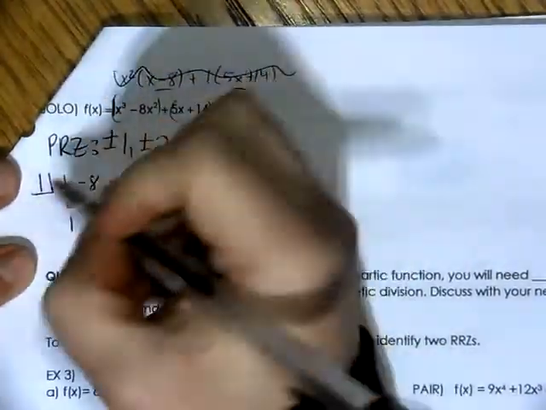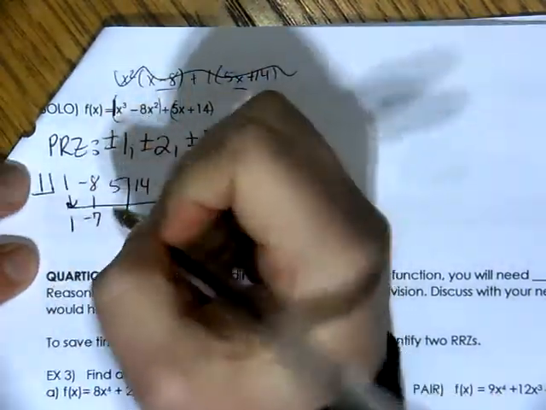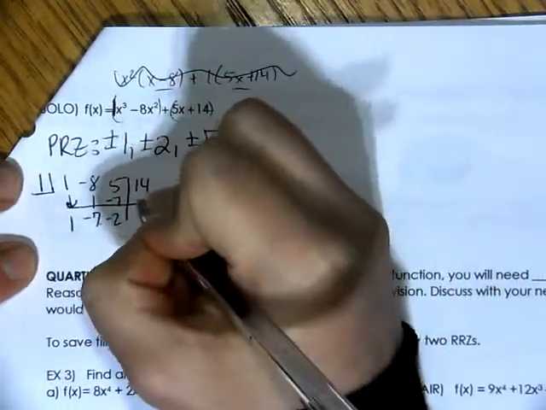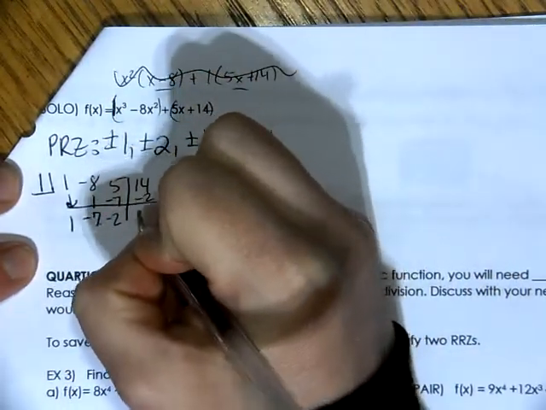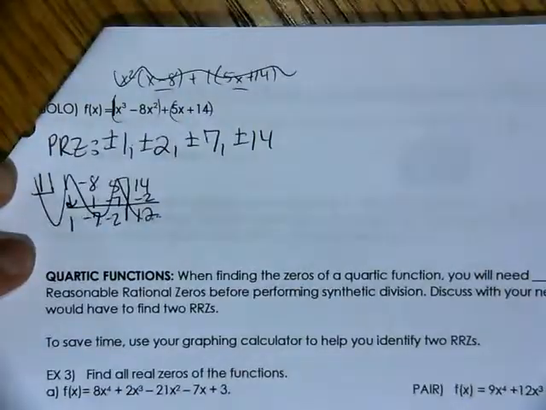So I want to make sure I have space for other work. So I'm going to bring down the number 1. 1 times 1 is 1. Negative 8 plus 1 is negative 7. 1 times negative 7 is negative 7. I can see that this is not going to work out. I end up with a 12, and I need a 0, so 1 does not work.